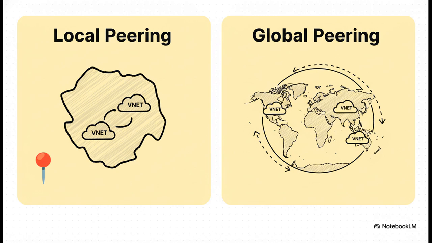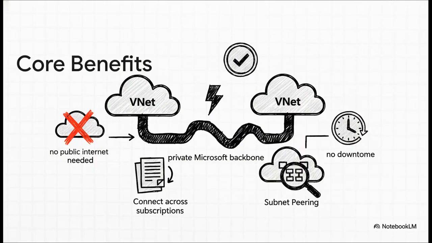The underlying tech is the same. The only real difference is geography. And the benefits here are huge. We're talking about a low-latency, high-bandwidth connection that makes it feel like all your resources are right next to each other. All the traffic stays private on the Microsoft backbone, so it never has to touch the public internet. That means you don't need to mess with complex gateways or extra encryption. You can even peer across different subscriptions and different company tenants. And get this, there is zero downtime to set it up. Plus, there's a newer feature called subnet peering that gives you even more granular control.